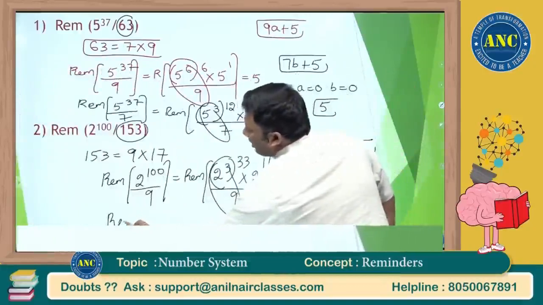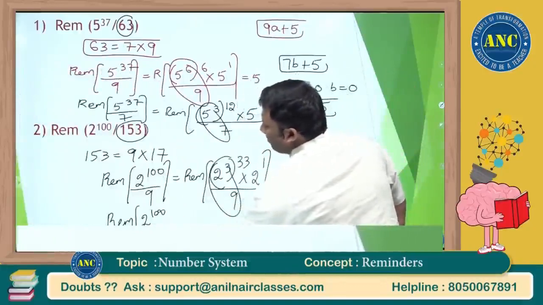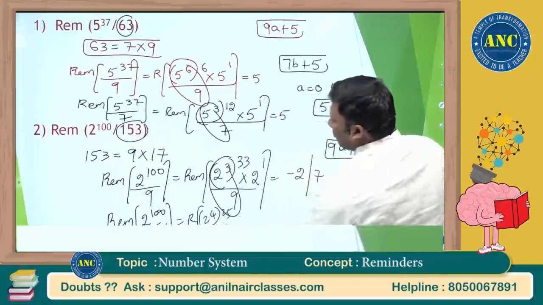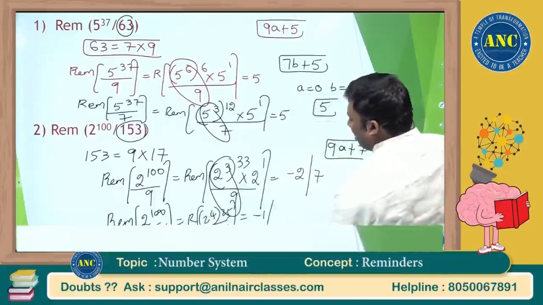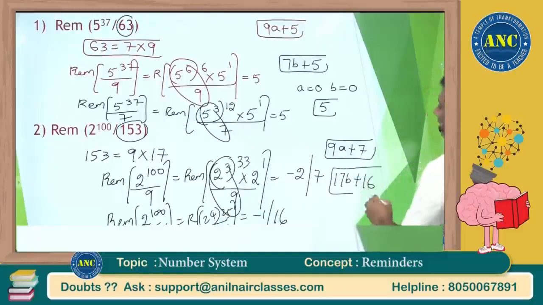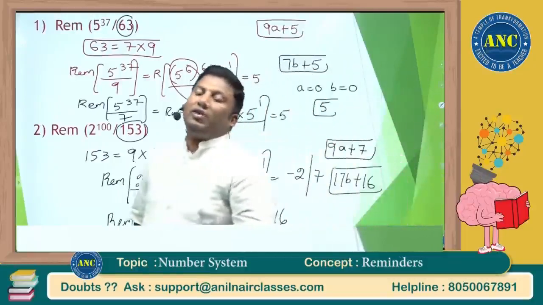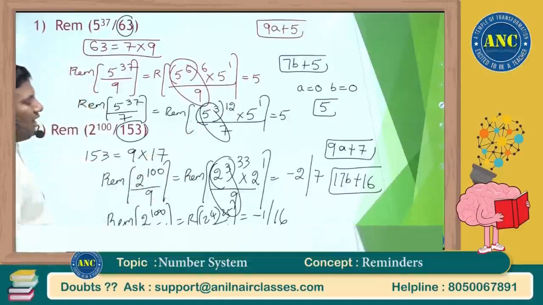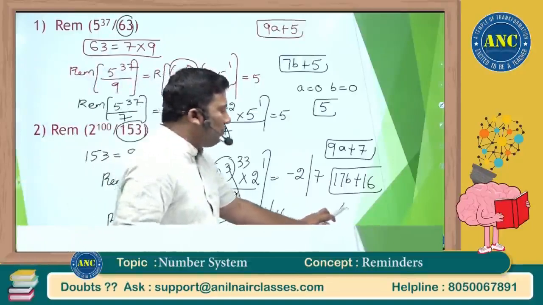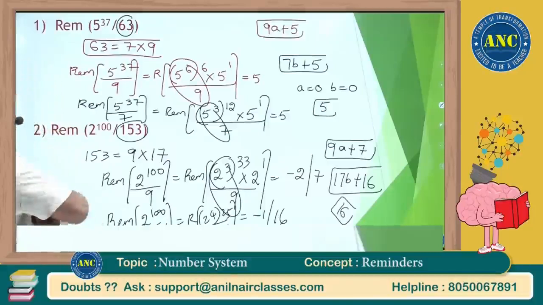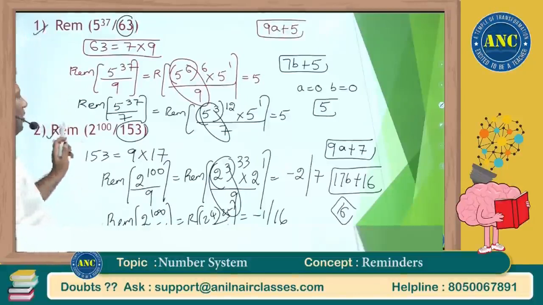If there is more than one answer option, 2 power 100 divided by 17 is 2 power 4 power 25 by 17, which is minus 1, so it is 16. The answer when divided by 9 should give remainder 7, and when divided by 17 should give remainder 16. Just by looking at the answer options, we can say that 16 is the possible case. I hope this question is clear.